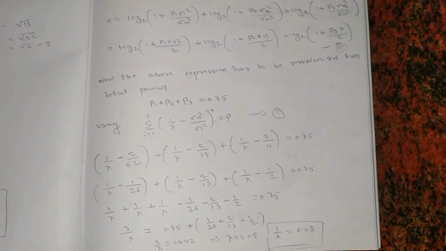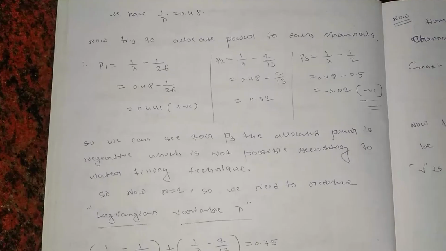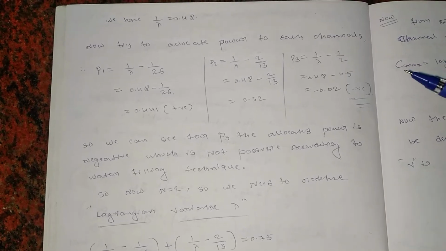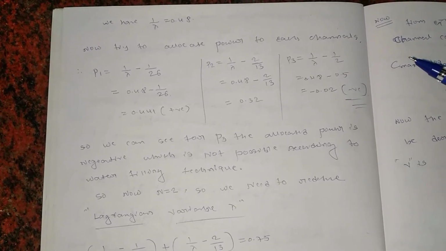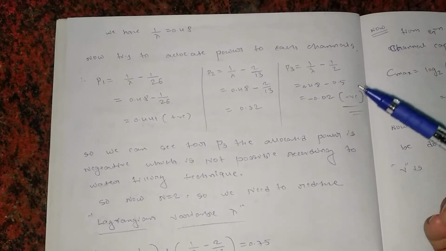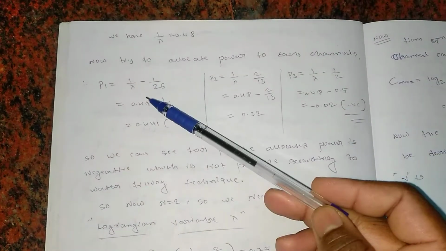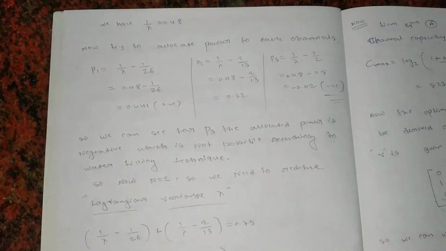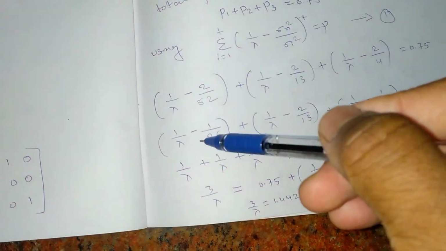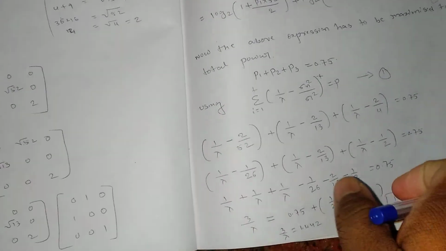So you'll be getting 1 by lambda equal to 0.48. Alright, so now we will try to allocate power to each channel. So check how much power they will be getting. If the power is positive, then it is valid, and if it is negative, it is not valid. So I will just try to find out the power for the first channel, 1 by lambda minus 1 by 26. So from this one, then second power, then third power. So these three individually I will be using here.